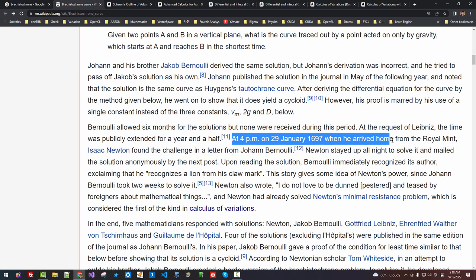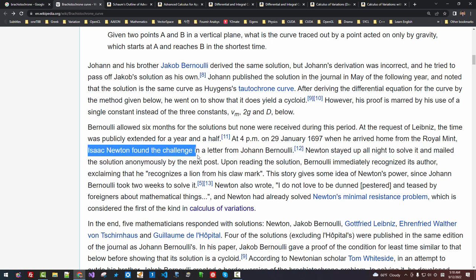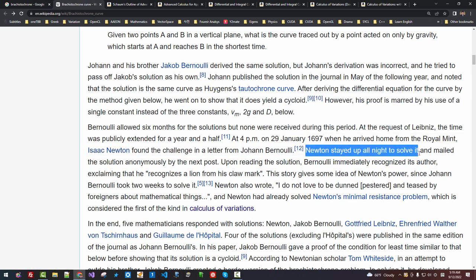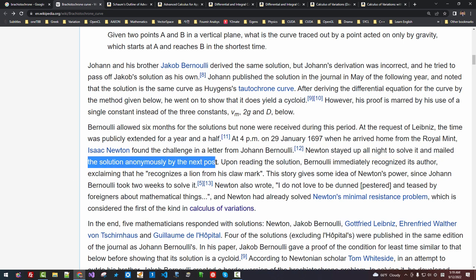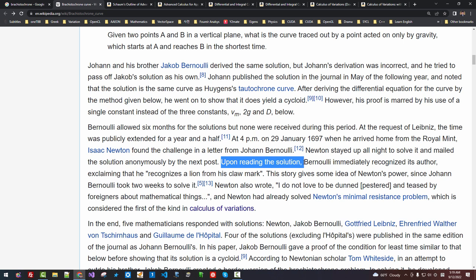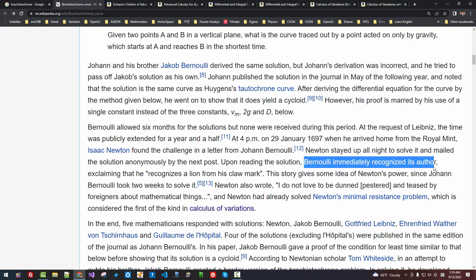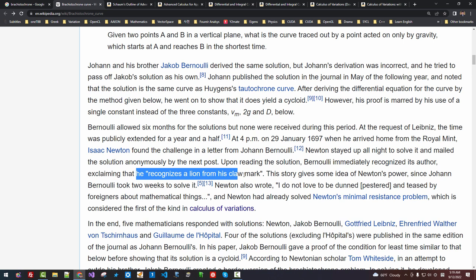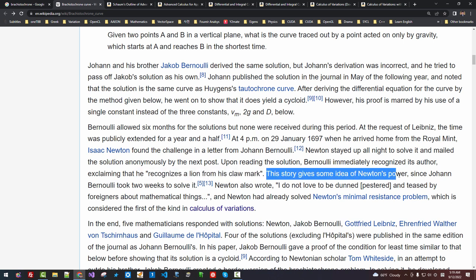when he arrived home from the Royal Mint, Isaac Newton found the challenge in a letter from Johann Bernoulli. He stayed up all night to solve it and mailed the solution anonymously by the next post. Upon reading the solution, Bernoulli immediately recognized its author, exclaiming that he recognizes a lion from his claw mark. This story gives some idea of Newton's power.